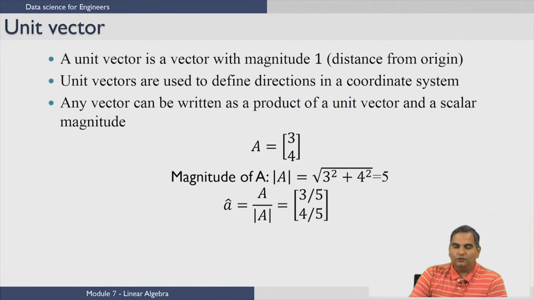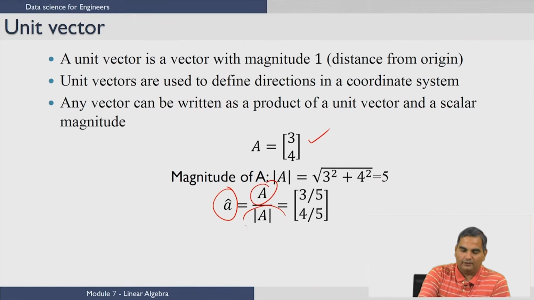Now, it is useful to define vectors with unit length, because once you write a vector in unit length, any other vector in that direction can be simply written as the unit vector times the magnitude of the vector that you are interested in. So, how do I define a unit vector? Let us take this vector A (3, 4). We know that the distance from the origin for this vector is the root of 3 squared plus 4 squared, which is 5. So, to define a unit vector, you take the vector and divide it by the magnitude of the vector, which in this case is 5. So, the unit vector becomes (3/5, 4/5).